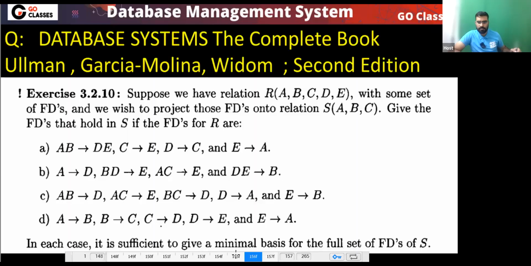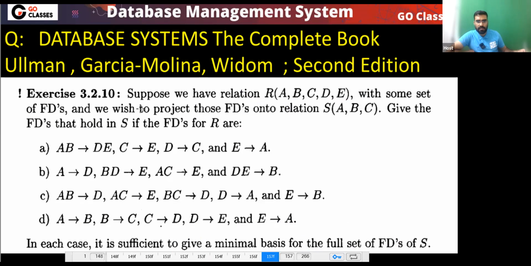Now let's see this. Tell me, here this is your question. It is sufficient to give a minimal base for the full set of FDs. This is a very nice question for practice. What is the question saying? The question is saying that R(A, B, C, D, E) with some set of FDs, we wish to project those FDs. Oh, this is a nice question. See this. What is this question saying?